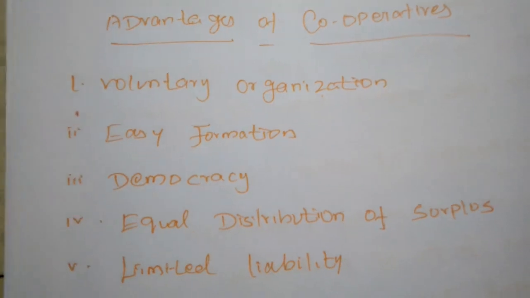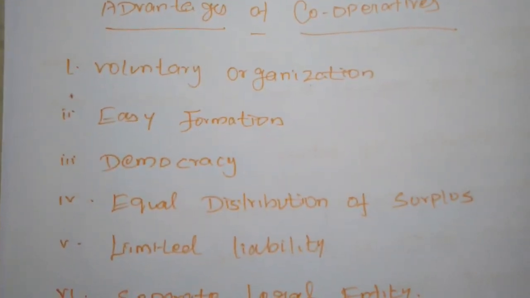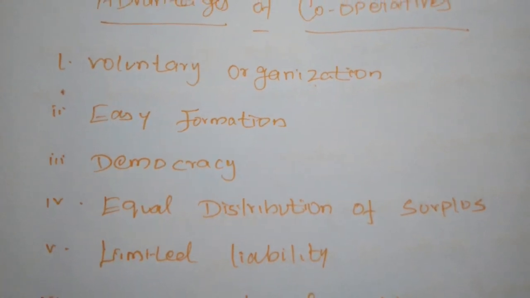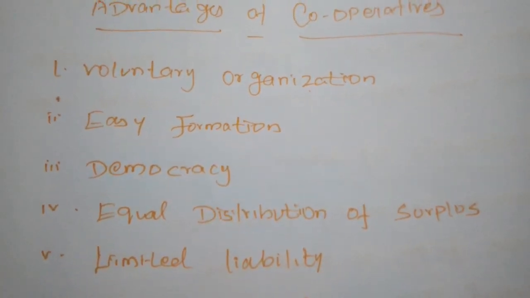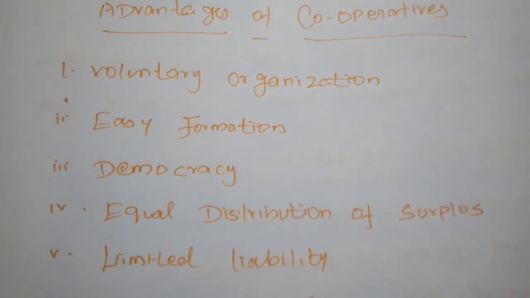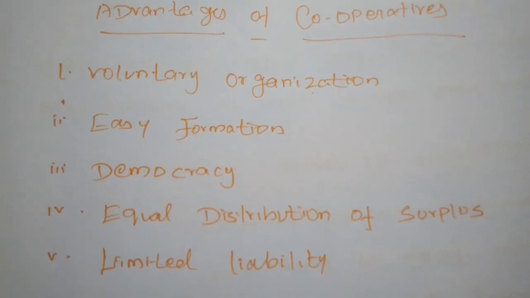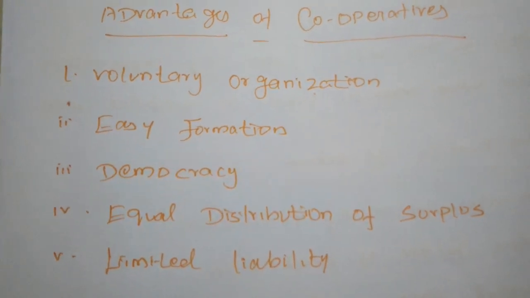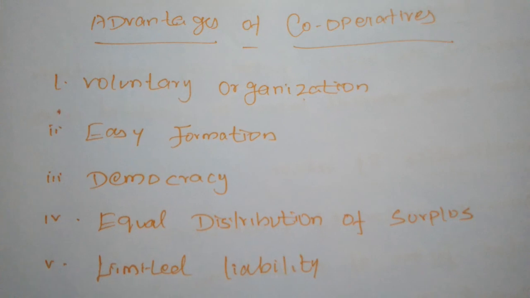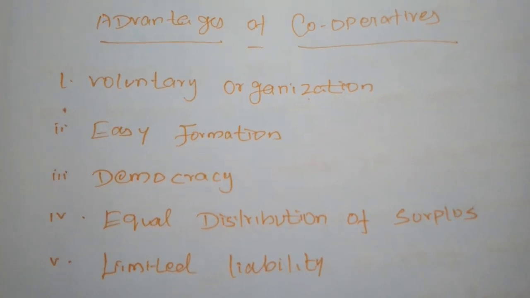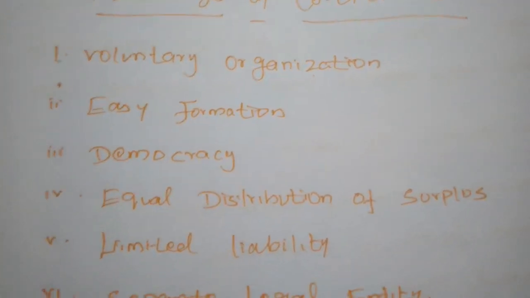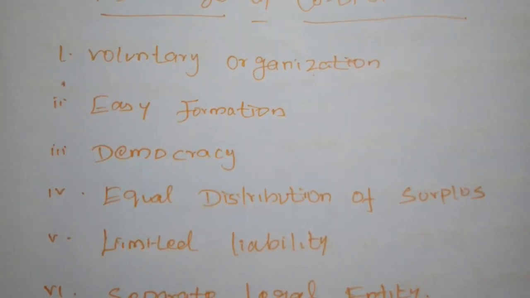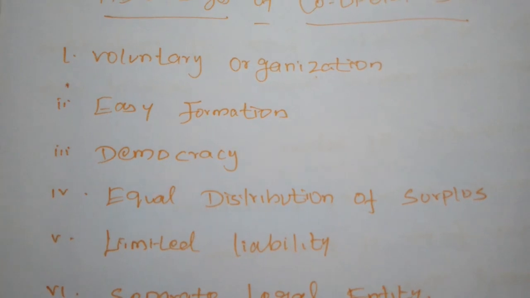So in these cooperative organizations, if any person wants to join as a member without any barriers, they can do it. And at the same time, if they want to leave the organization without any barriers, they can leave. There is no government intervention to join, and there are no heavy rules and regulations to become a member.